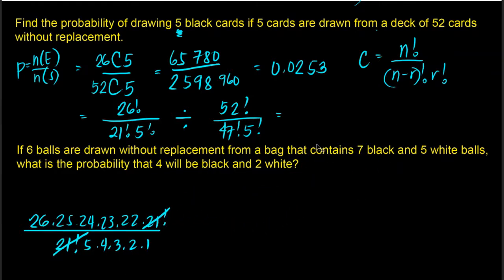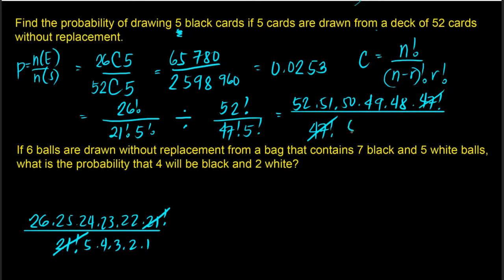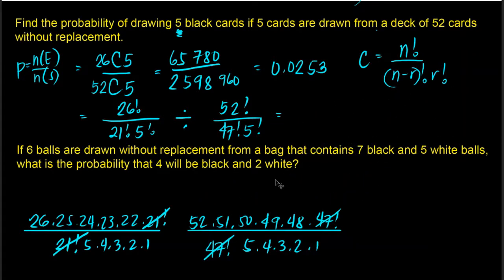Okay? Next, let's process 52 factorial. So, 52, 51, 50, 49, 48. I stop at 47 factorial because it is the biggest in my denominator. Okay, anyways, you have 47 factorial here. It cancels out. And then you have 5 times 4 times 3 times 2 times 1. So, I am also moving this down here.